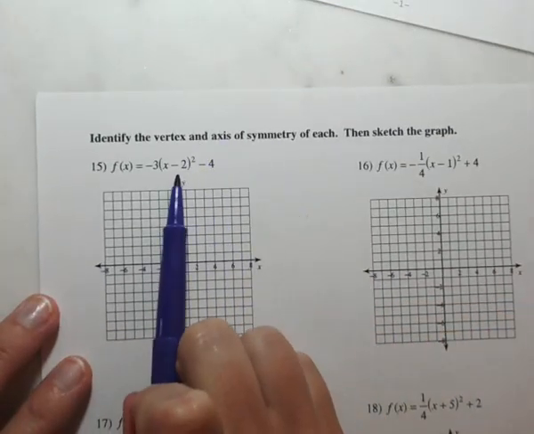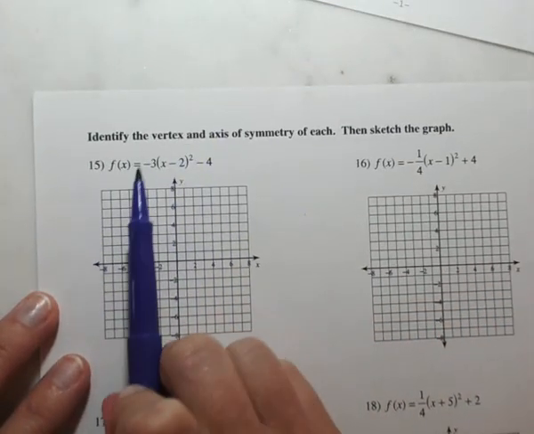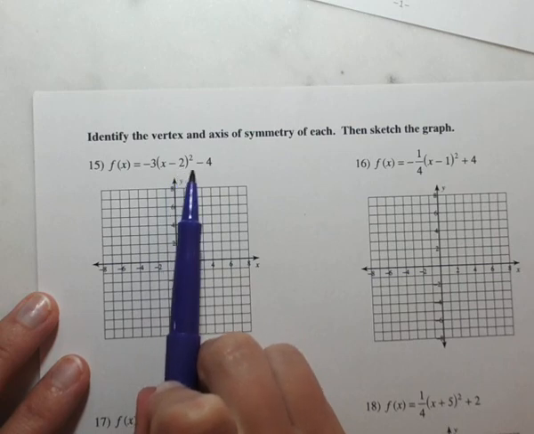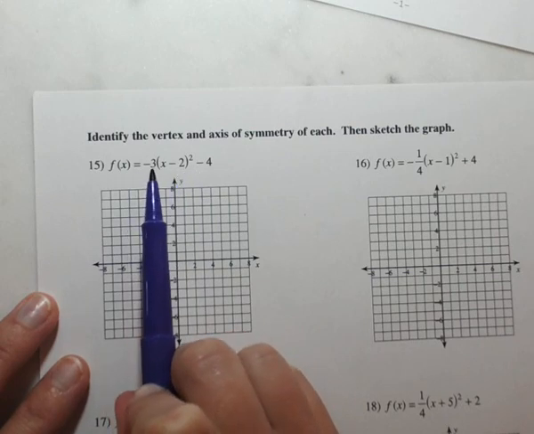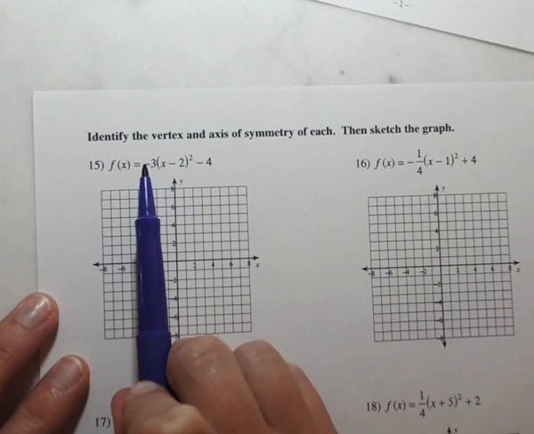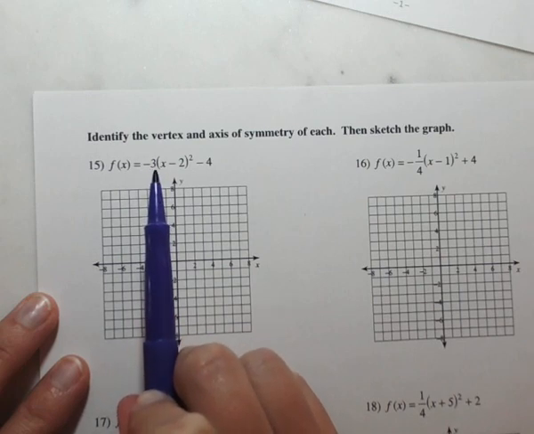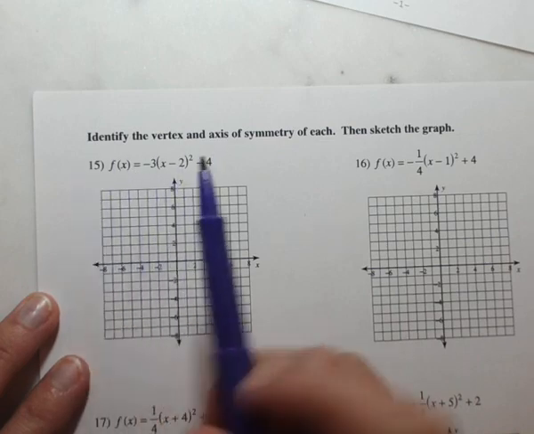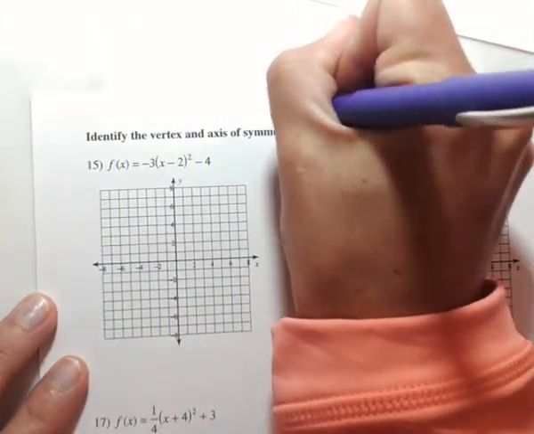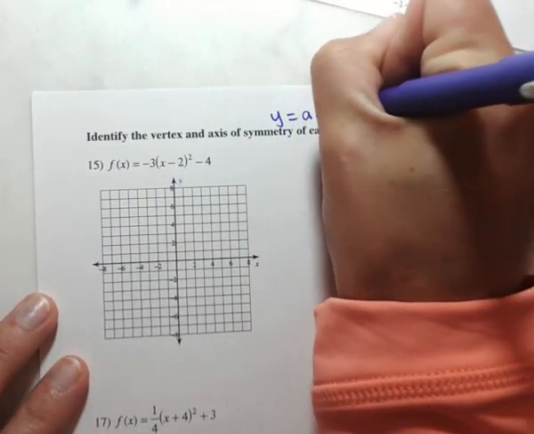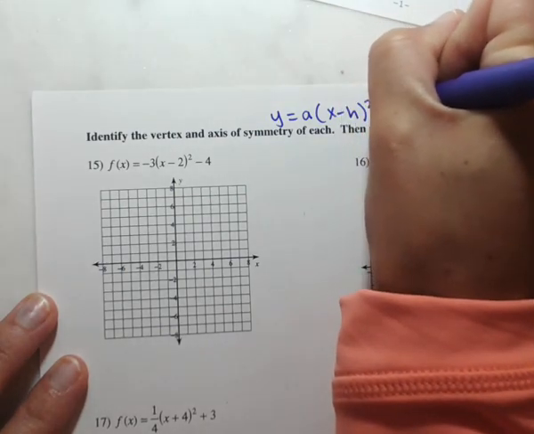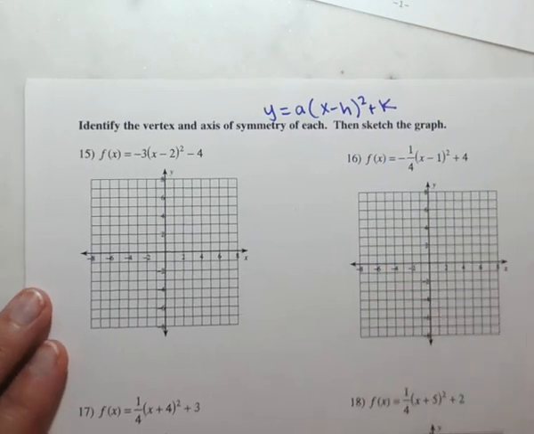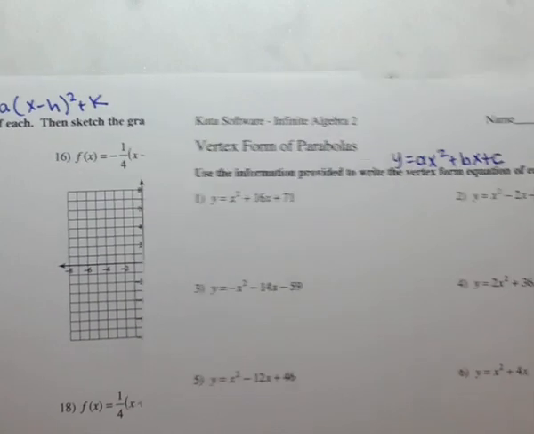This one I can pull straight from the equation that the vertex is positive 2, negative 4. I can also see that it will be reflected because of the negative, and that it has a vertical stretch of 3, which actually makes the graph skinnier. So we like vertex form. A lot of times you'll see it written as y equals a(x minus h) squared plus k. So today we're going to look at going back and forth between these two forms, standard form and vertex form.